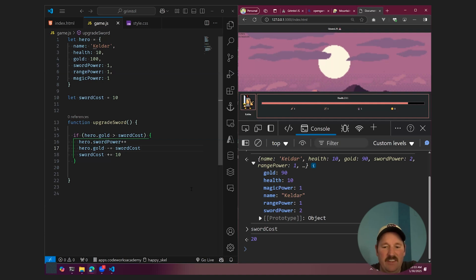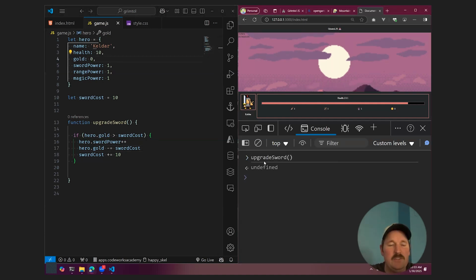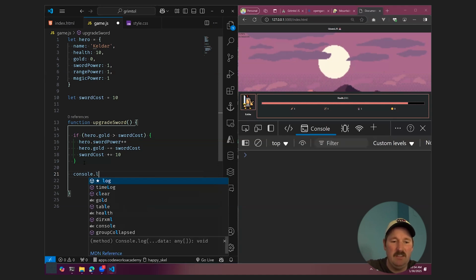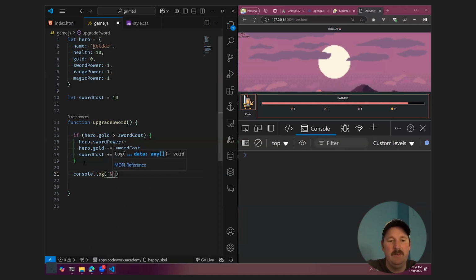Something that I don't necessarily like is if I don't have enough gold and I say upgrade sword, I don't get any type of messaging that I can't afford that. So how could I put that extra little bit in that's like, sorry, man, you don't have enough gold? Let's log to the console. So, console.log, and what's my message? Not enough gold.